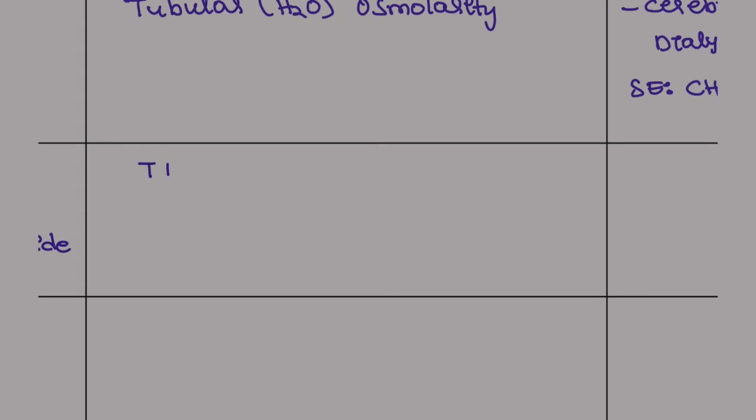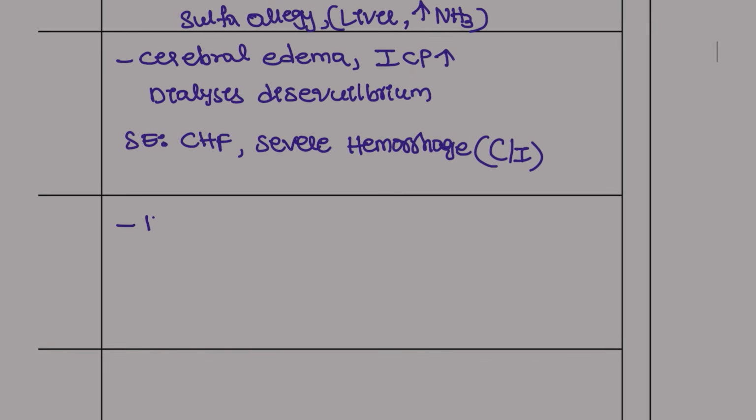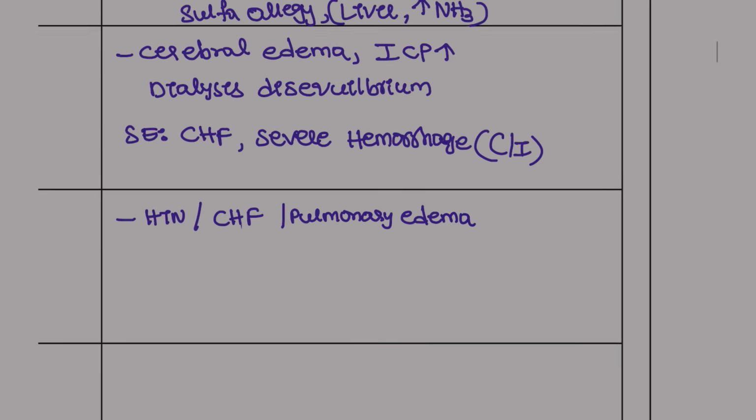In the thick ascending loop of Henle, potassium, sodium, and chloride are all going to be absorbed. So we are actually blocking them. So this absorption is decreased, and they are secreted from the tubules instead. These can be used for hypertension patients, congestive heart failure patients, and also those suffering from pulmonary edema. Pulmonary edema patients also we can use this drug. This is one of the most important drugs we can use.